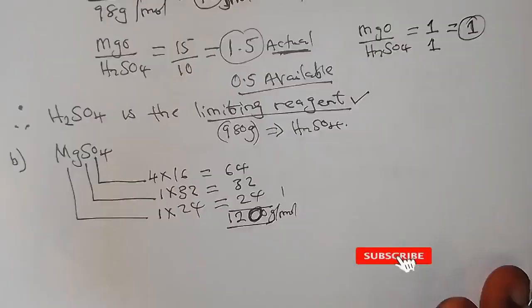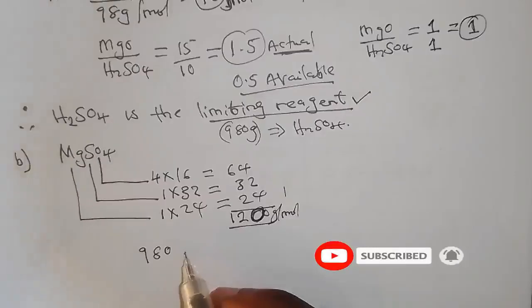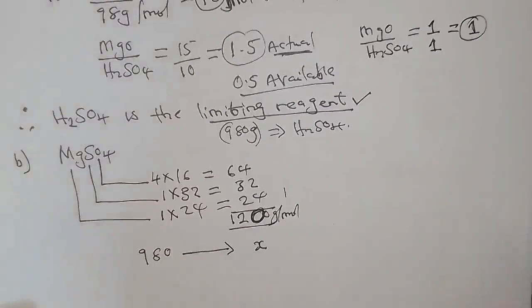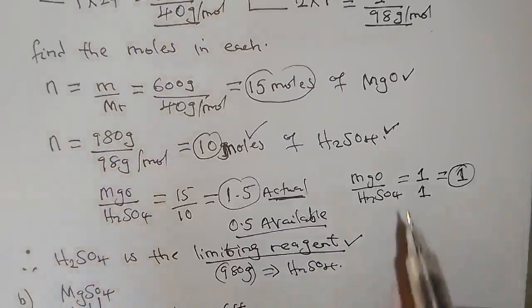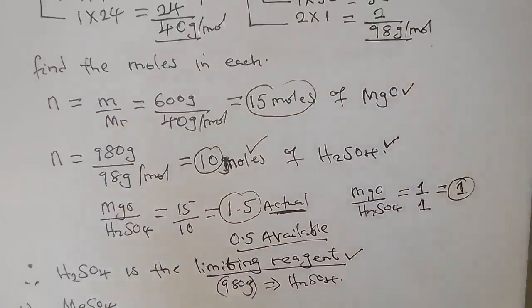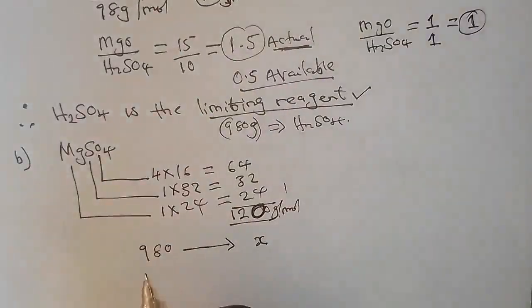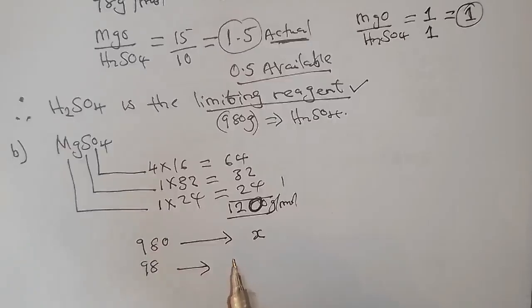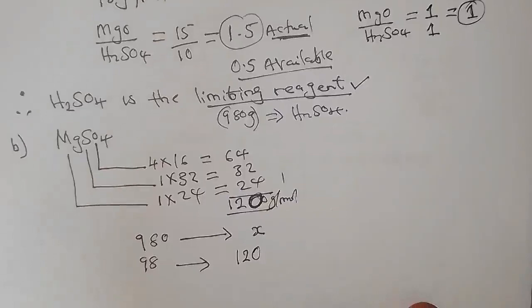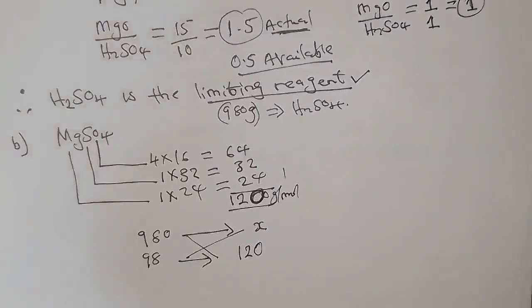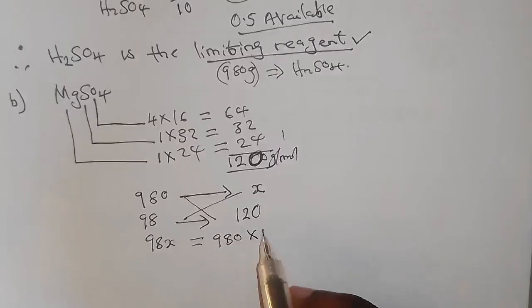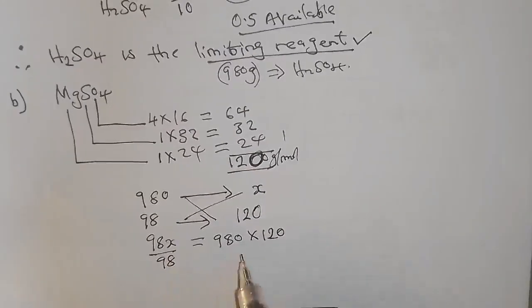So from there, what you do now is you say 9.8 grams of sulfuric acid produced X of the magnesium sulfate, and we know that the relative molecular mass of sulfuric acid is just 98 grams. So 98 is equal to the relative molecular mass of magnesium sulfate, which is just 120. And we are going to cross multiply, and this will give us 98x equal to 9.8 multiplied by 120.